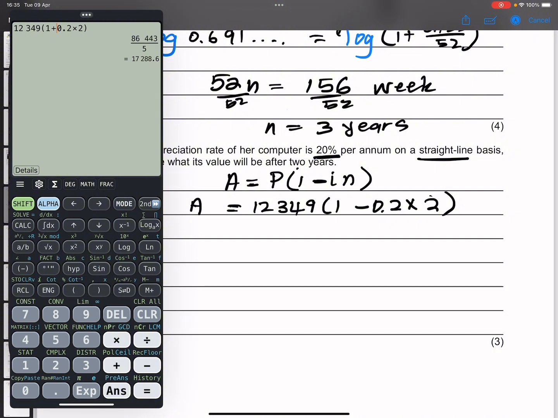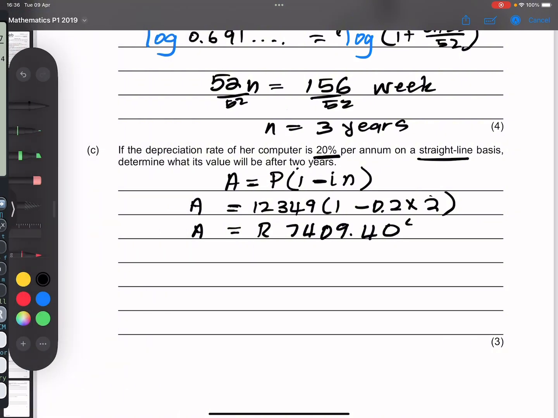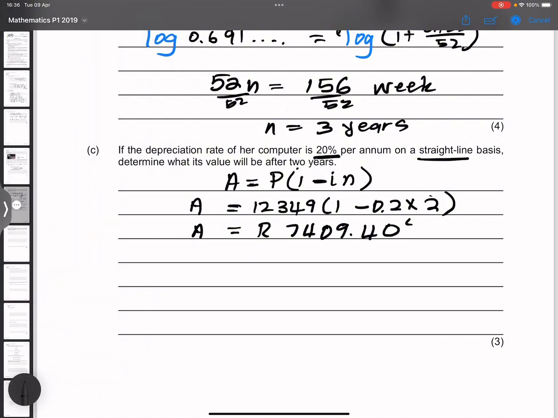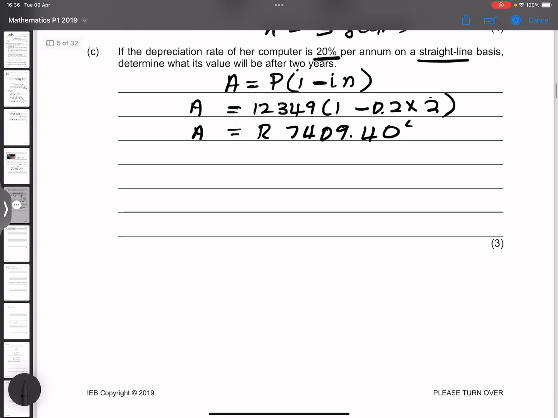Okay, so that's minus. And so that gives us, now, of course, that was my way of diagnosing that we didn't get the incorrect answer, because remember, with depreciation, something is supposed to actually lose value with time. So that's 7,409 and 40 cents, right? Okay, so this is what the computer is worth after 2 years.